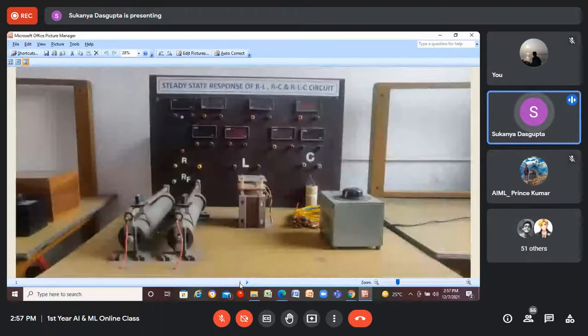Now first I will show you the setup, the panel that we have in the lab. I'm showing the instrument setup placed in our basic electrical lab. You can see this is called a panel. This brown colored plane is called a panel because all the instruments are mounted on it. The title is written over the panel: steady state response of RL, RC and RLC circuit. All these are digital instruments.